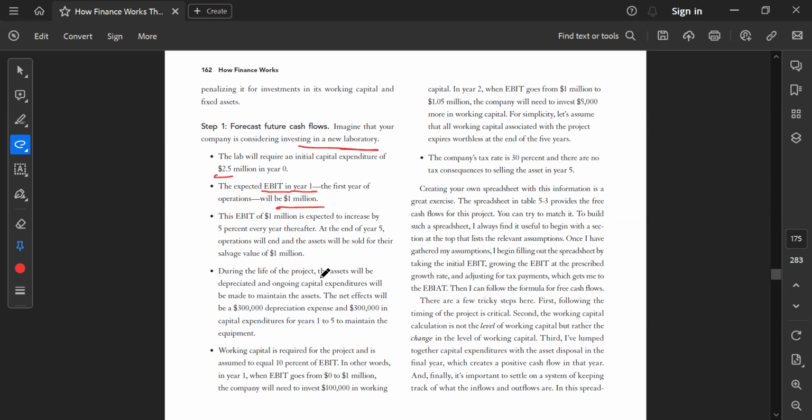During the life of the project, the assets will be depreciated and ongoing capital expenditure will be made to maintain the assets. The net effects will be $300,000 depreciation expense and $300,000 in capital expenditure for years 1 to 5 to maintain the equipment. So इसमें कुछ assets में depreciation लगने वाला है जो कि total $300,000 का पड़ेगा, और $300,000 additional dollars will be capex for years 1 to 5.